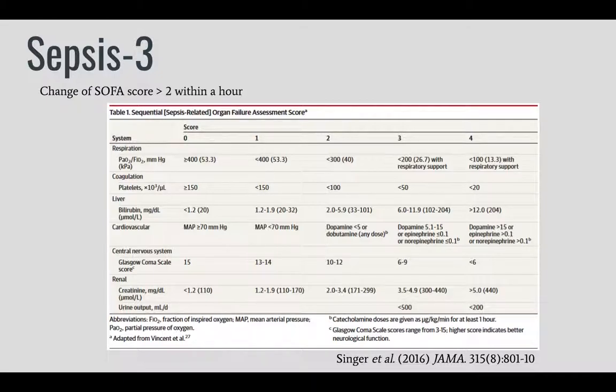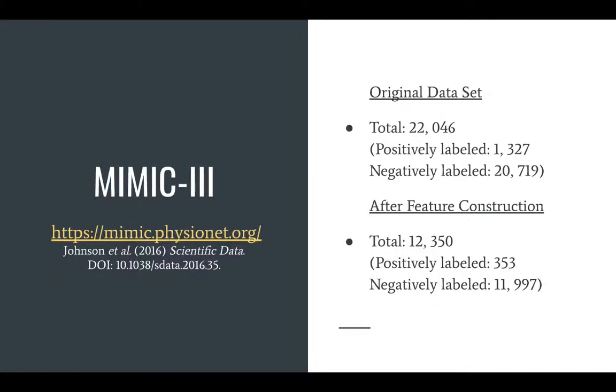Specifically, suspicion of infection is identified by a blood test and administration of antibiotics within a certain window. Then, from 48 hours prior to infection to 24 hours following it, a SOFA score change of 2 or more is required to constitute sepsis. The SOFA score holistically examines respiration, coagulation, liver, cardiovascular, neural, and renal function.